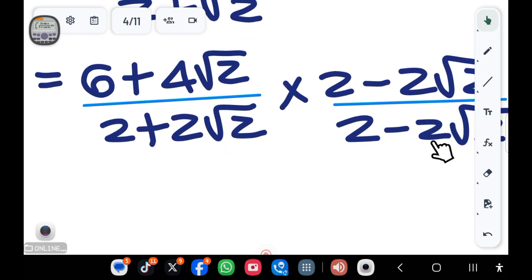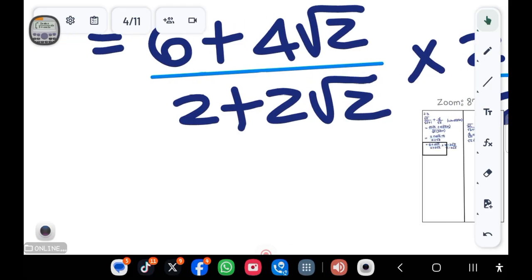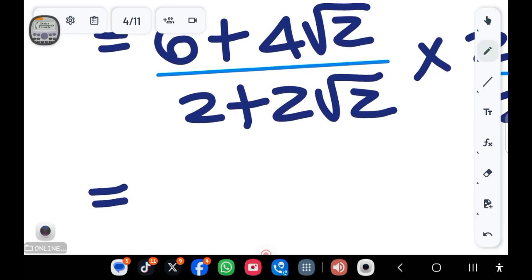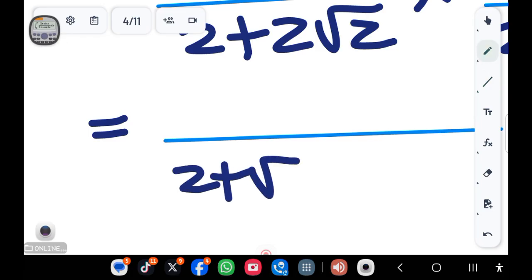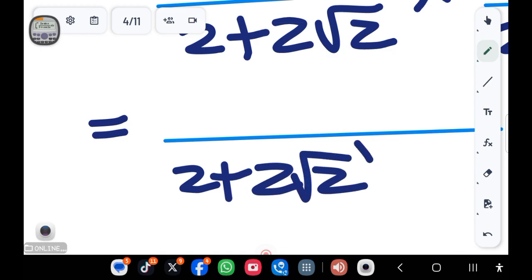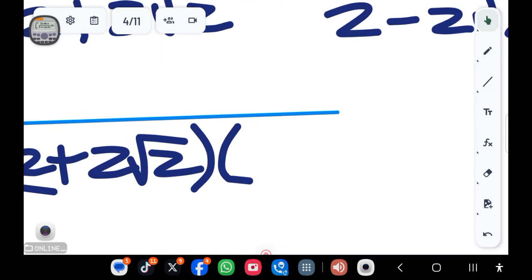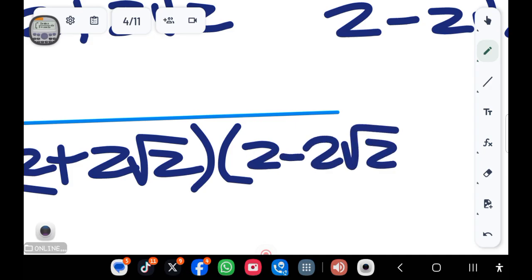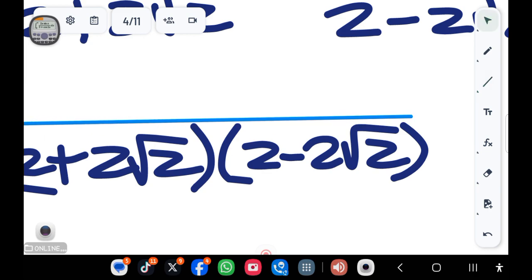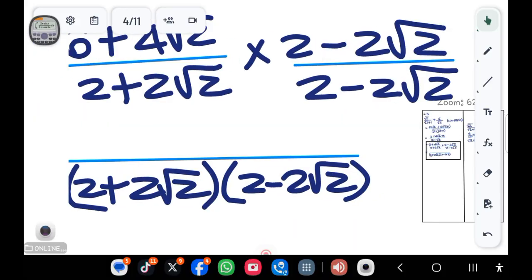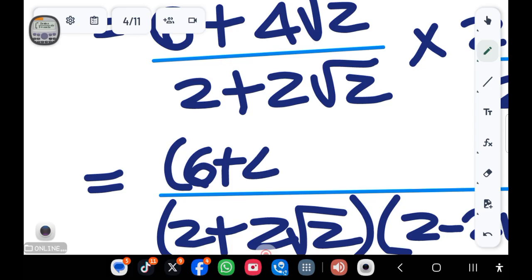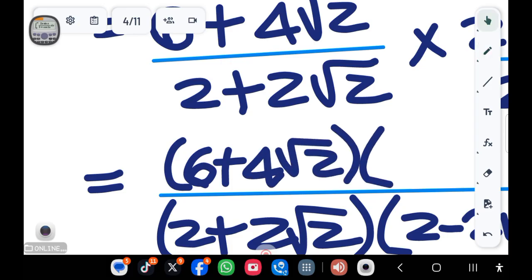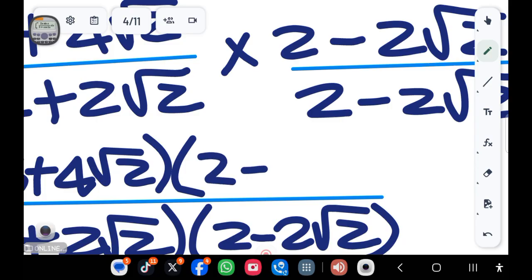But notice that this gives us a difference of two squares type of scenario. So the denominator will be 2 plus 2 root 2 times 2 minus 2 root 2. That's what the denominator will look like. And now the numerator will just be a product of the two: 6 plus 4 root 2 times 2 minus 2 root 2.